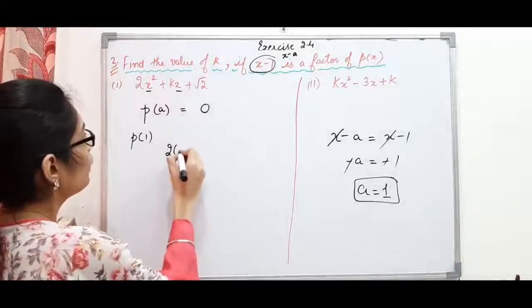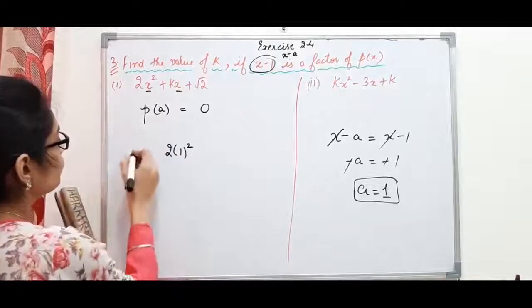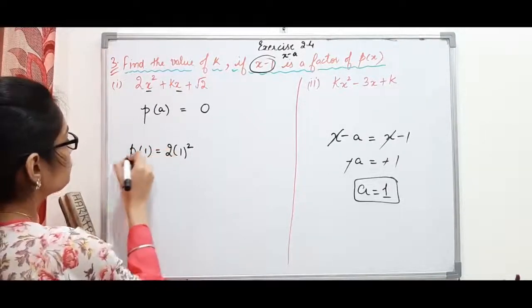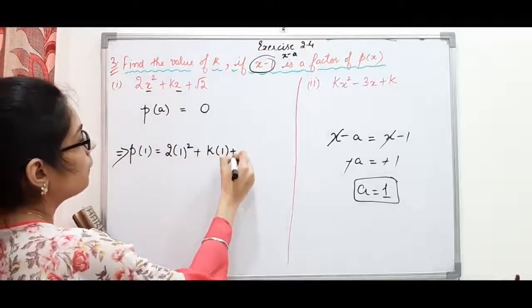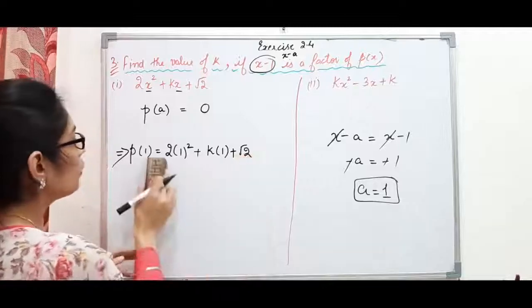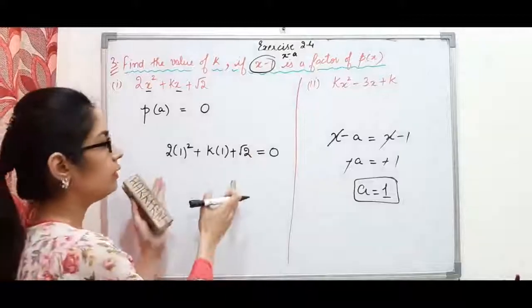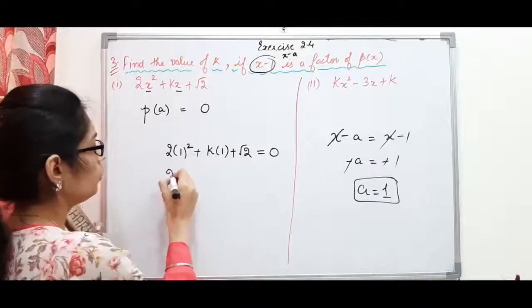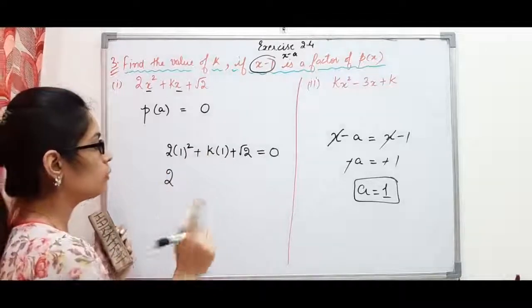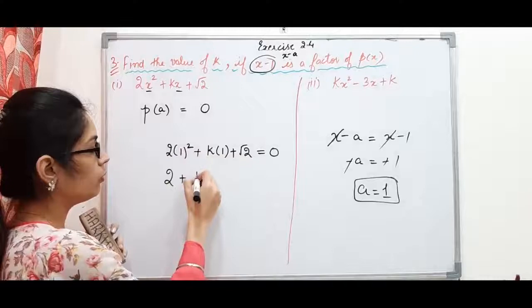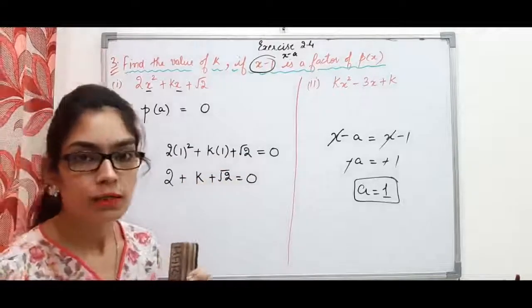So it will be 2 into 1 square. So p(1) I will write as 2 times 1 square plus k into 1 plus root 2. Now I have to equate this thing with 0, because it's already given. This thing is 0. So 2 into 1 will be 2, because 1 square is 1. So 2 into 1 is 2 plus k into 1, again it will be k, plus root 2 is equal to 0. And now we need to find the value of k.